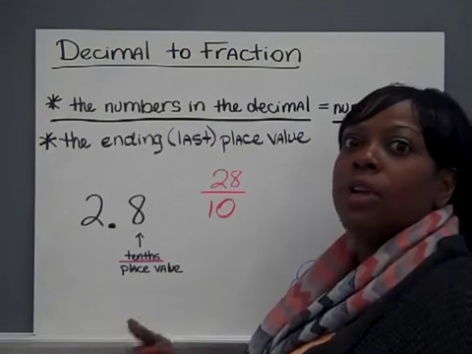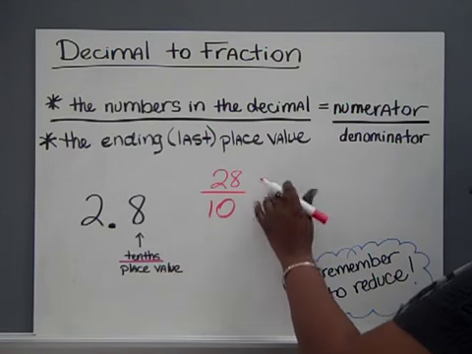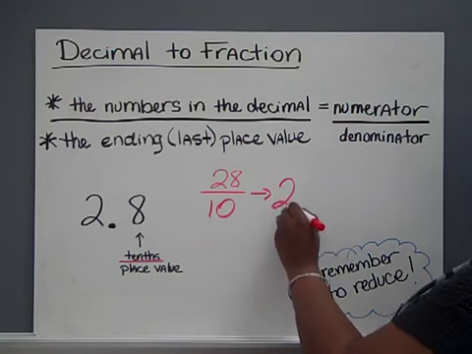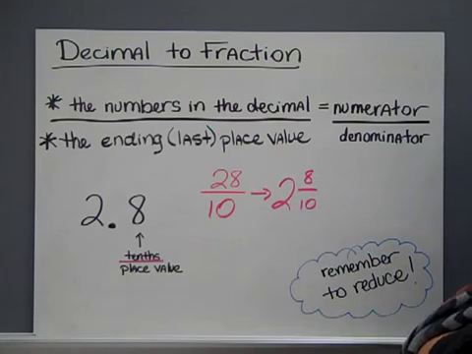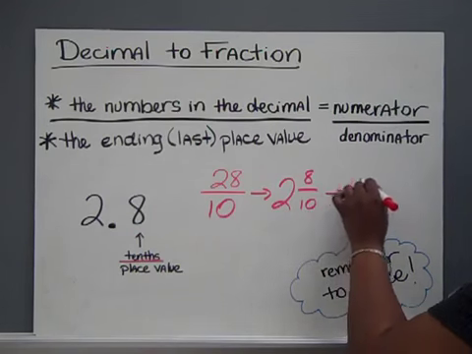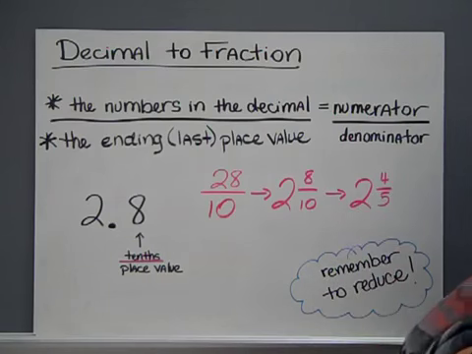And now, like always, whenever you're dealing with fractions, you always reduce at the end. 10 goes into 28 2 times with 8 left over. Hopefully we know that 8 over 10 would reduce to 4/5.